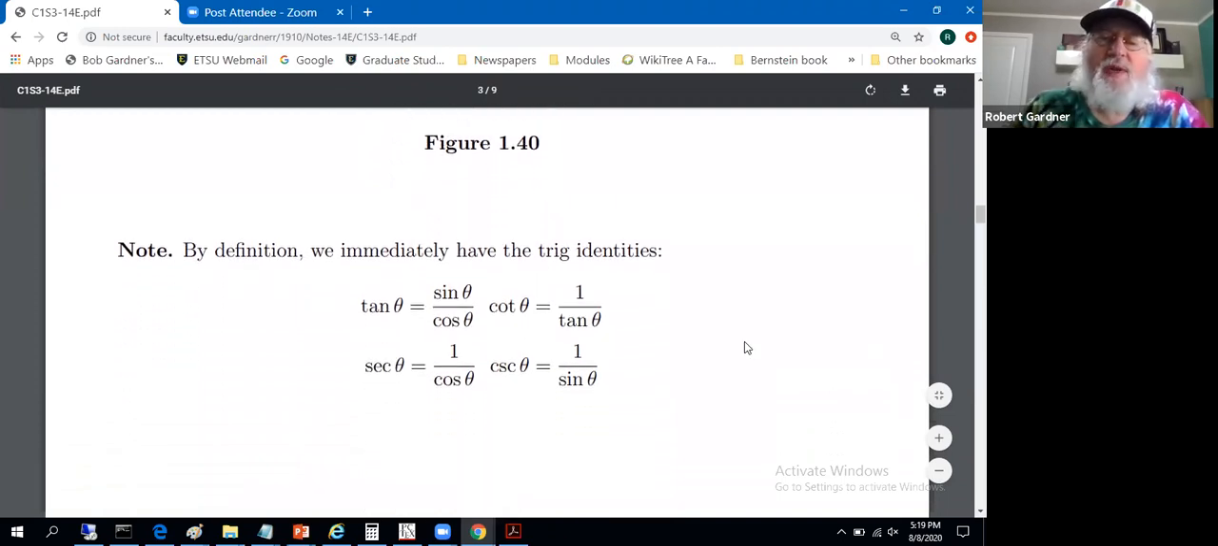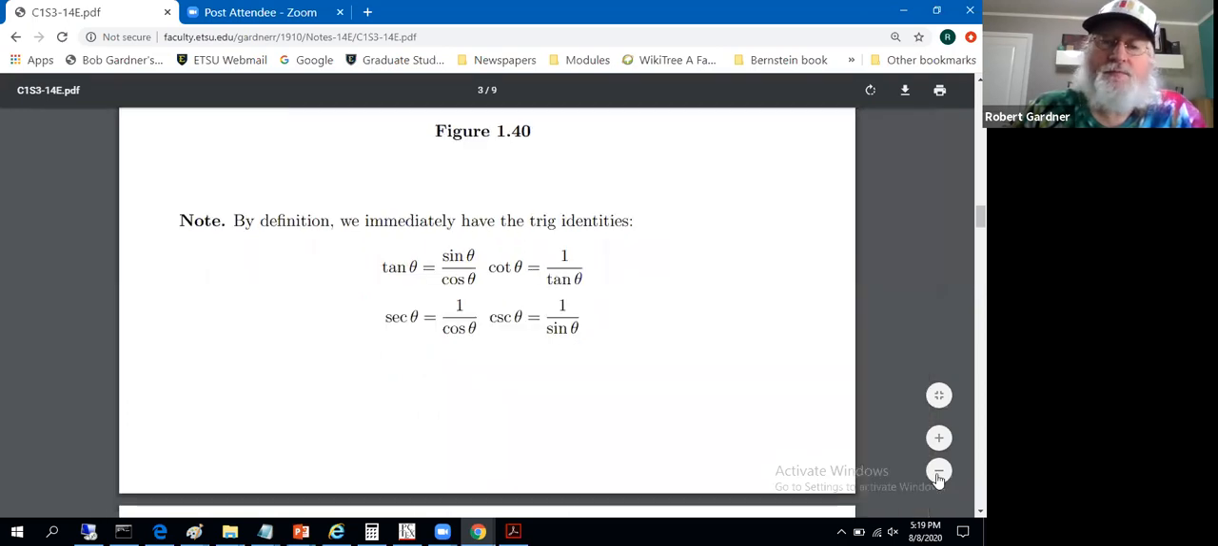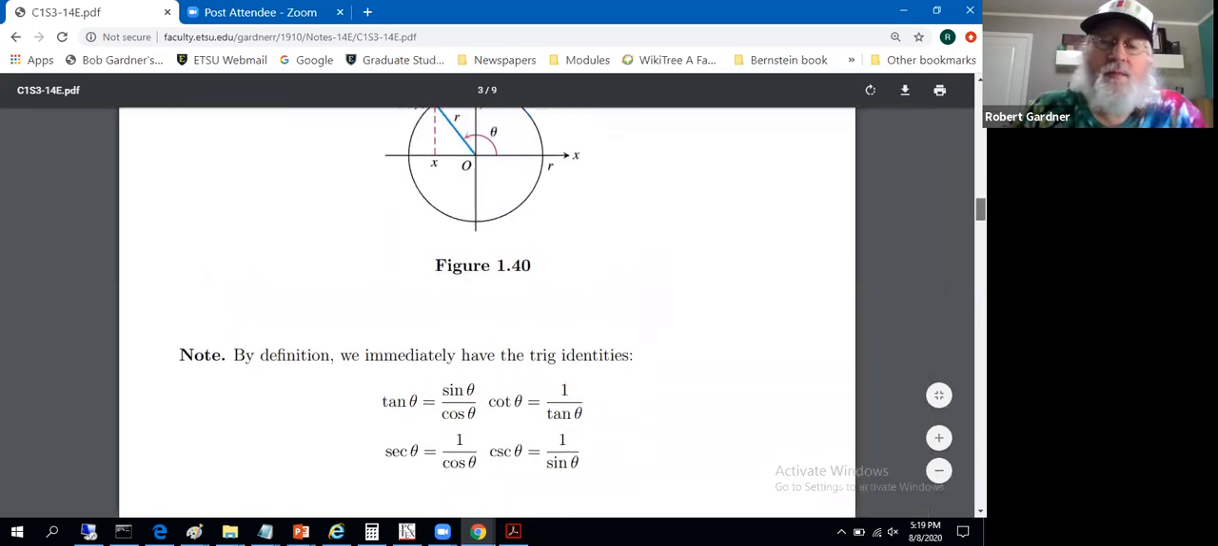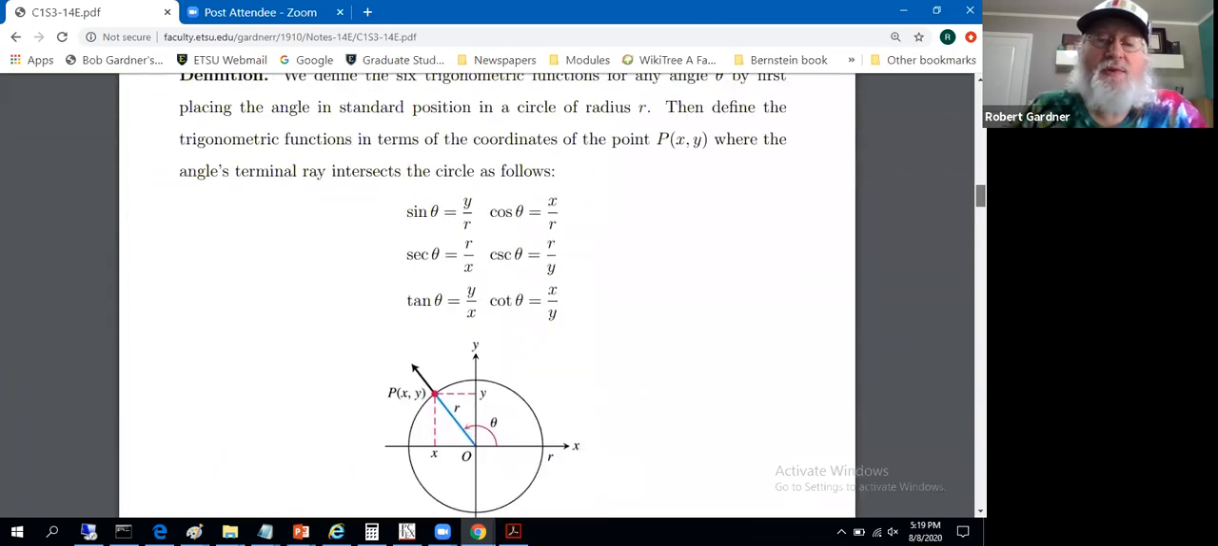By the definition, we immediately have the trig identities. Tangent theta is sine theta over cosine theta. Secant theta is 1 over cosine theta. Cotangent theta is 1 over tangent theta. Cosecant is 1 over sine theta. These reciprocal relationships I pointed out in the acute setting, the same thing holds here. Let's look at the tangent and cotangent, these two. I take the reciprocal of one of these, y over x, I get the other one, x over y. So these are reciprocals of each other.